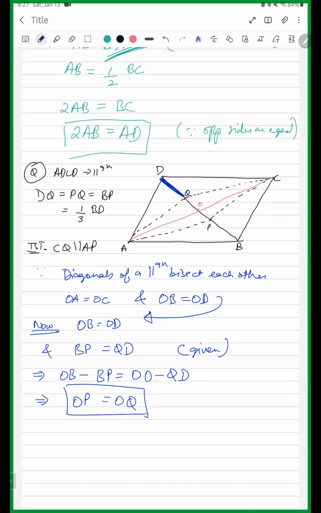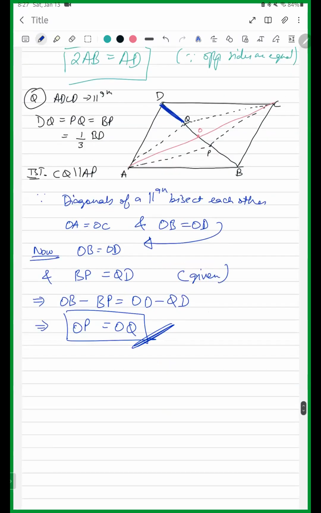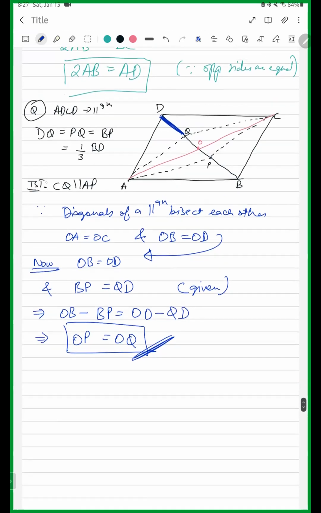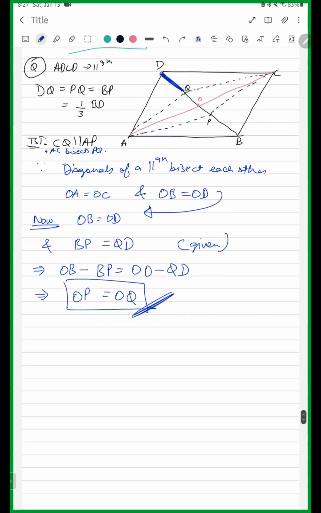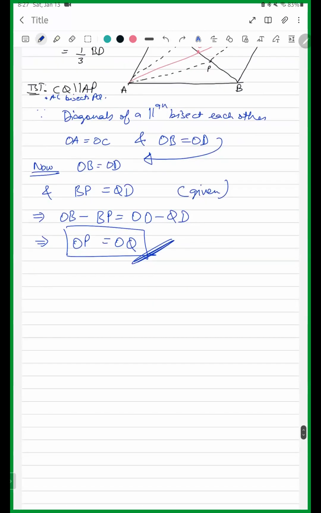We have proved it first. You had to show that AC bisects QP or PQ. So this is what we have shown. AC bisects PQ. We have shown that OP is equal to OQ. Fine. This is shown. Now the next part. Let's do one thing. Yeah, so OP is equal to OQ.